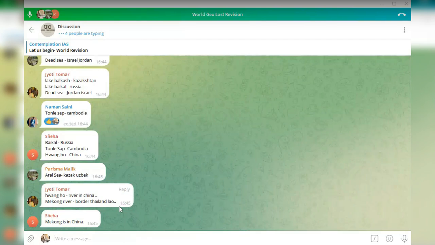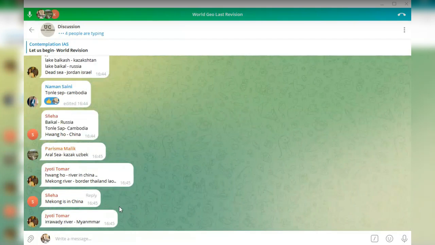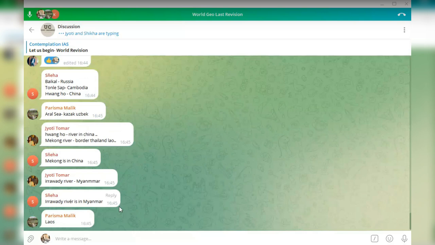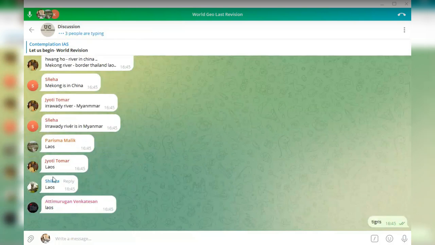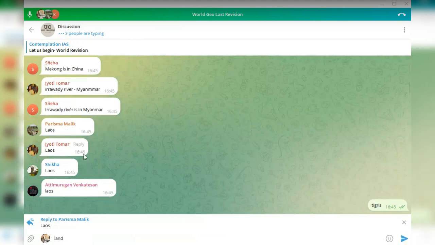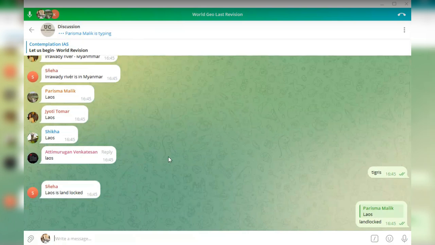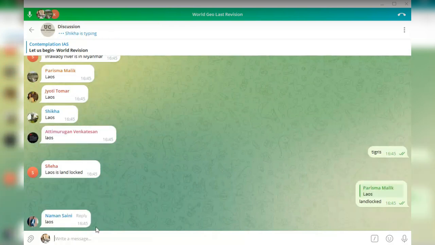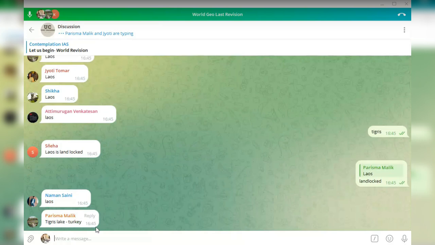Landlocked country in Southeast Asia. Lake Tigris. Tigris. Yeah, Laos is the correct answer for landlocked. Okay. If possible, just write a keyword so that anyone who is visiting this session later on can understand it better. So we will go, but we will go clearly. Okay. Then Caspian, Dead Sea is done. Now Jordan River. Tigris, Lake, Iraq. Okay. Laos is correct. All right.